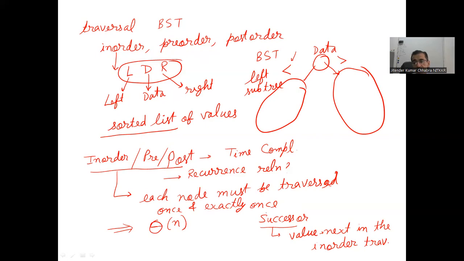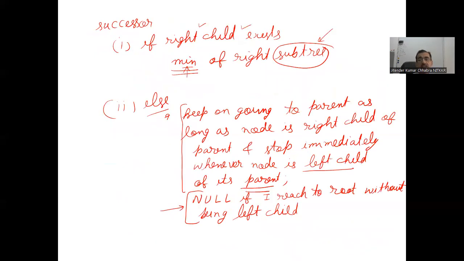But of course, I should not find the successor using in-order traversal and then finding that, because that will mean the total time taken will be theta of n, because in-order traversal will be done. On the other hand, the successor can be definitely found in order of log n time if the tree is balanced. Why? You can easily see for successor, either you will go towards the downside.